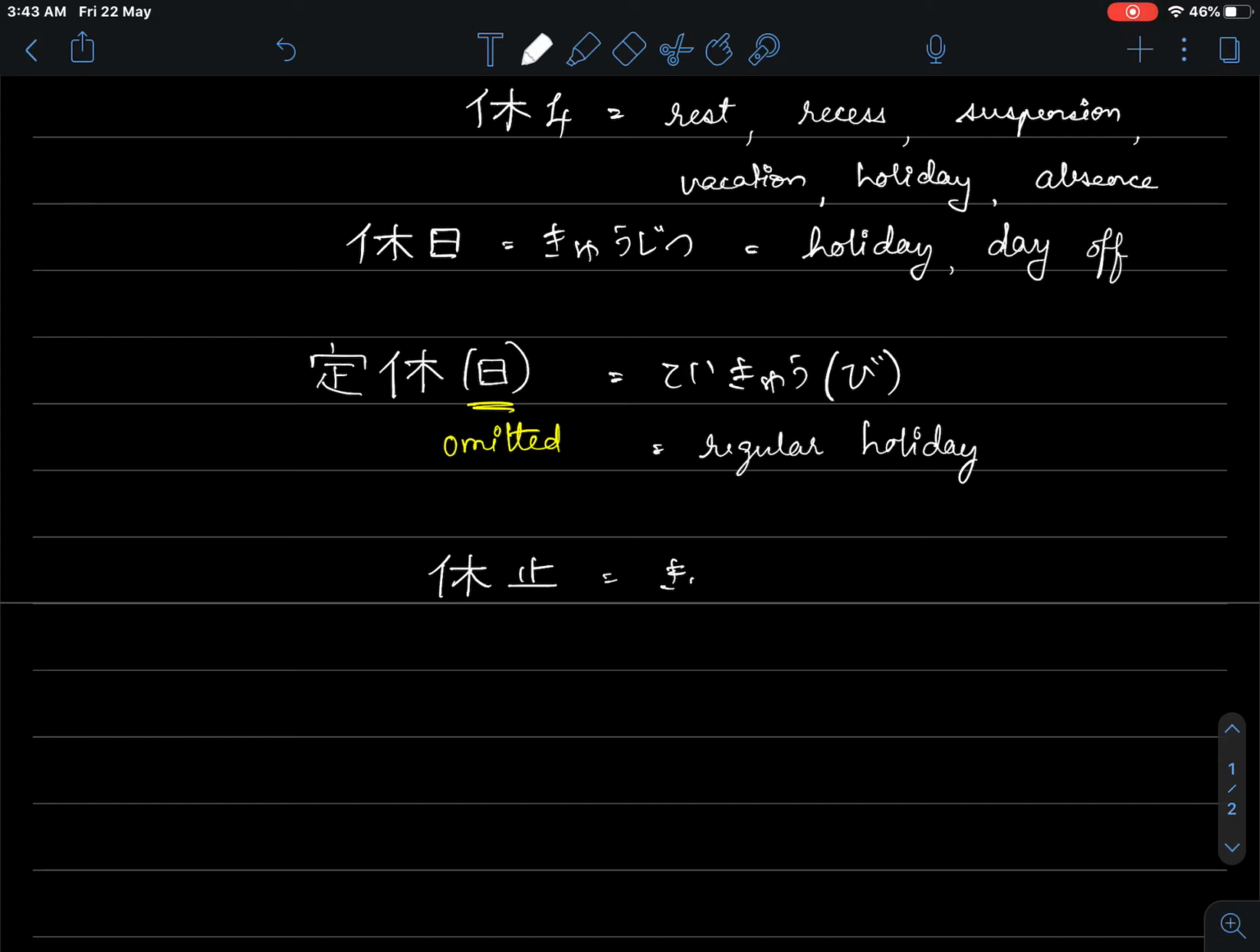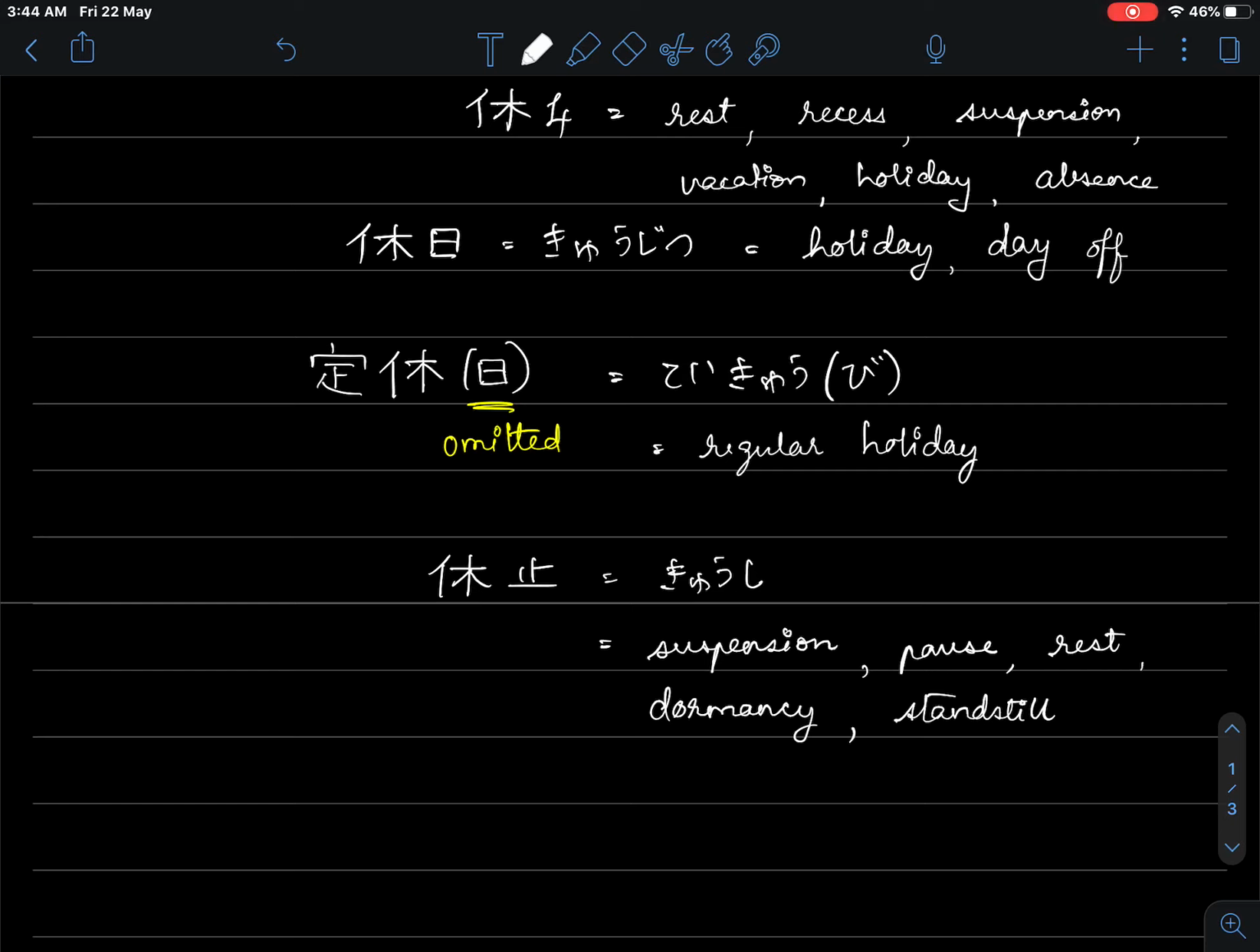Okay, this is kyushi, which means suspension, pause, rest, dormancy. Okay, those kinds of things. Stand still. Those kinds of things. Okay, I hope the meaning is pretty clear.